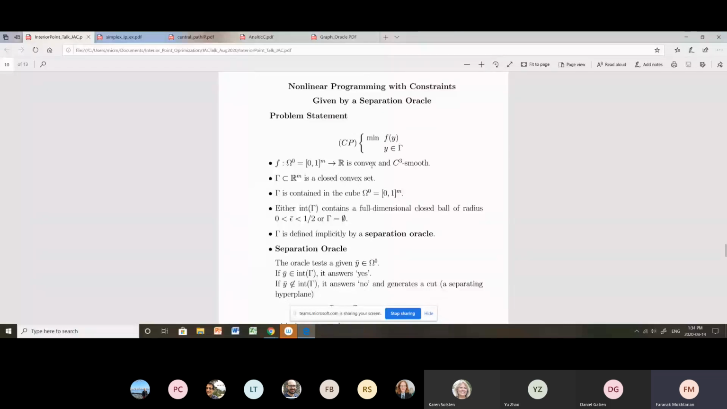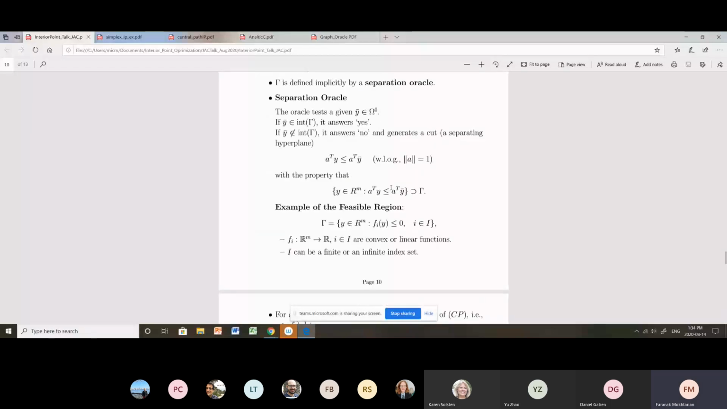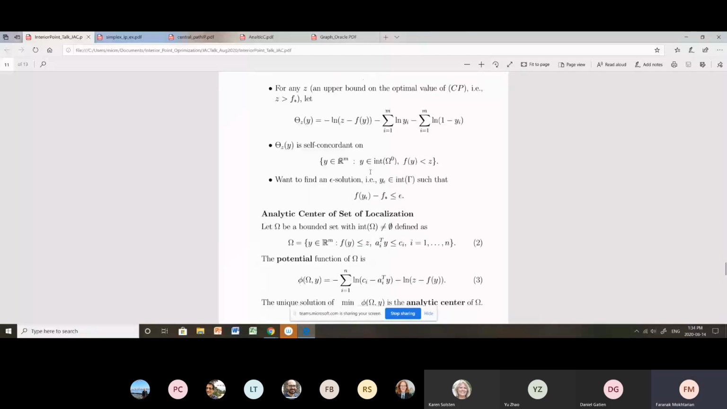So instead of gamma first, we start with the unit cube, and then we add the constraints as they are needed to this barrier. Self-concordancy is very important here because we're considering the nonlinearity of the objective function. And our goal is to find an approximate solution, an epsilon solution. That's a solution such that if we evaluate the objective function at y epsilon, and f star is the optimal value of our problem, it's only within epsilon of that.